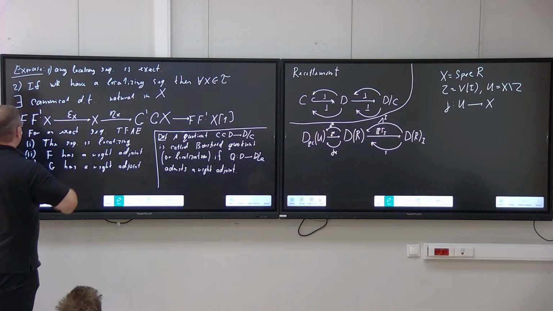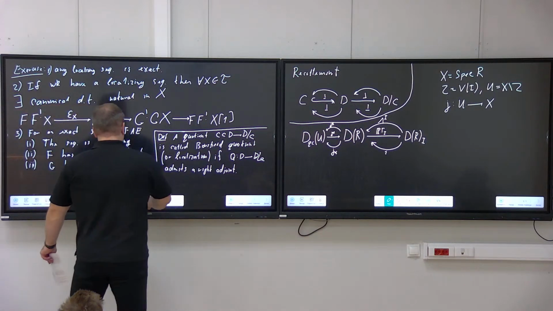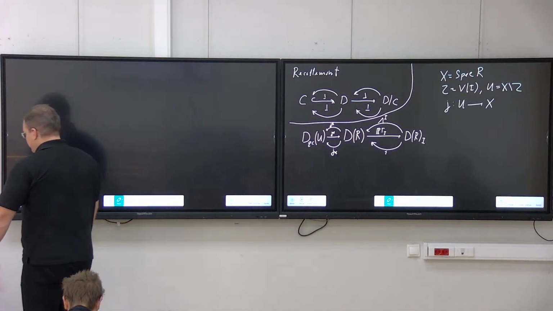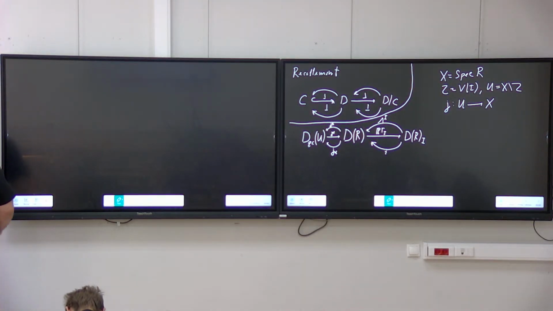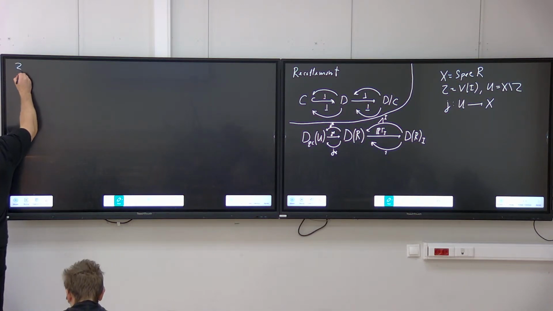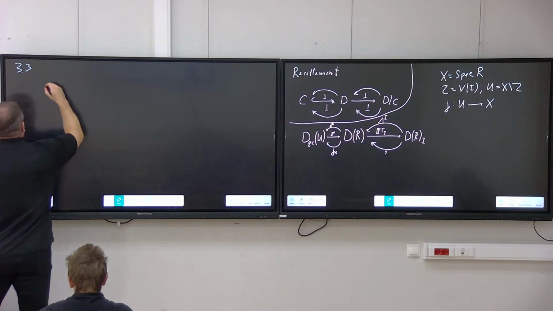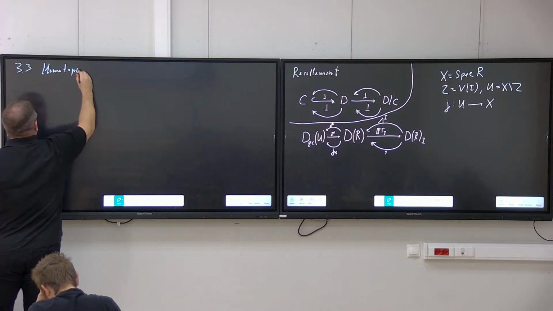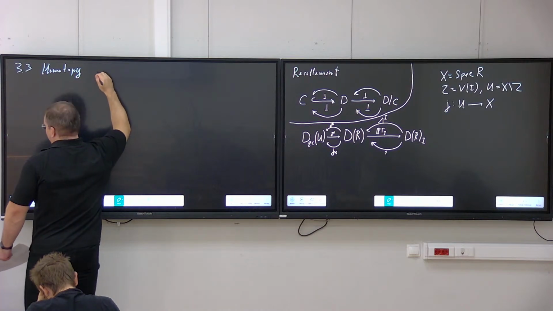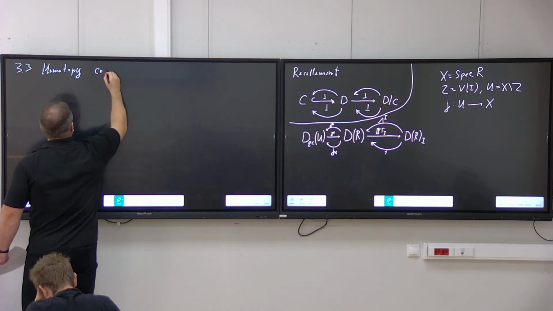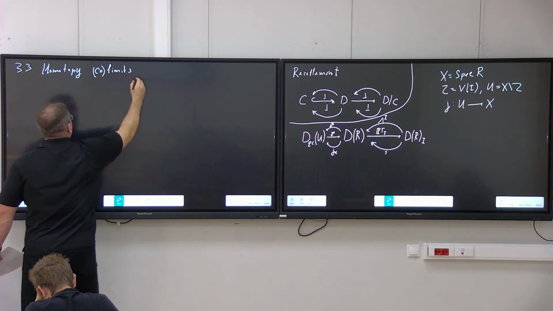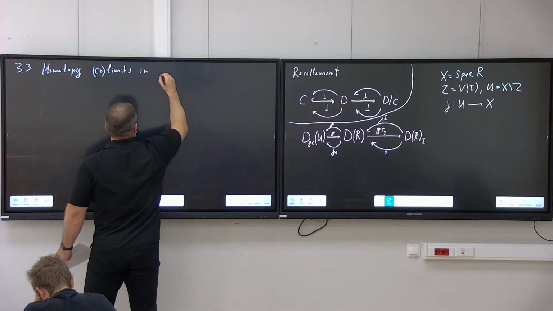Maybe I'll start the next section and continue next time. So that's all I want to say about Bousfield localization and localization functors in general. So the next section, I think this is 3.3, and this will be homotopy limits and colimits in triangulated categories.